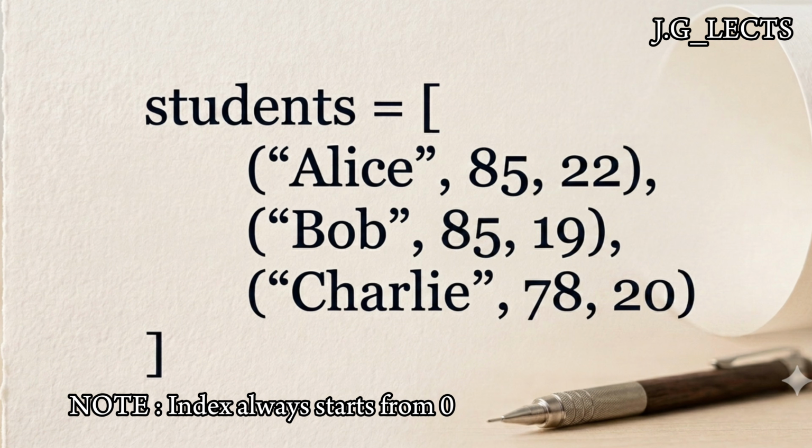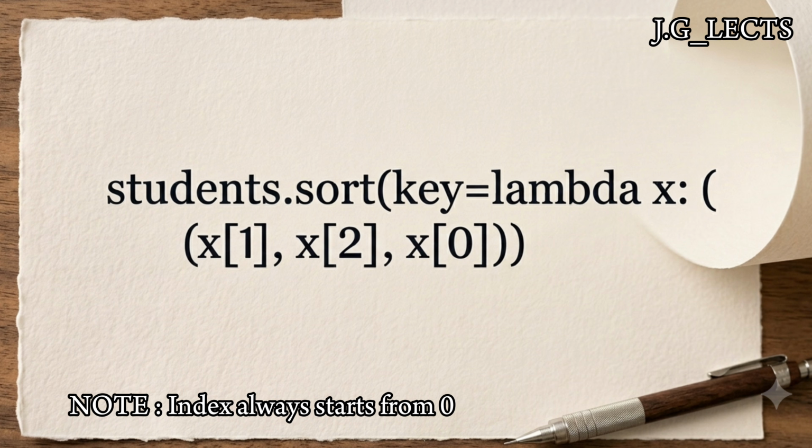We can even sort using 3 values. Python now sorts in this order. First, by marks. If the marks are equal, then by age. If both marks and age are equal, then by name.